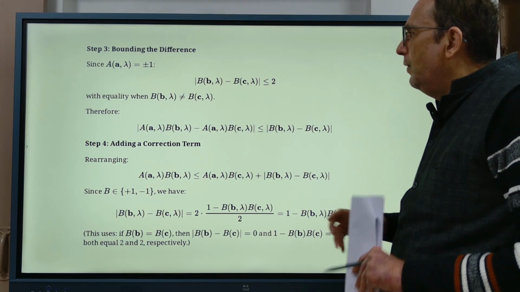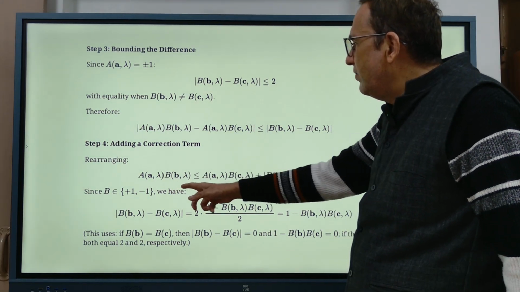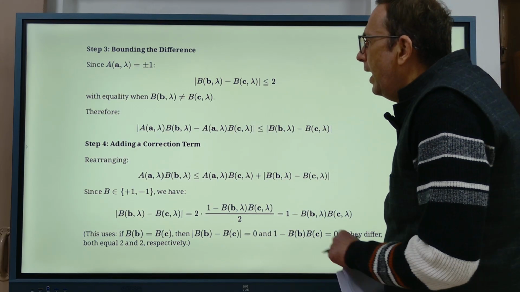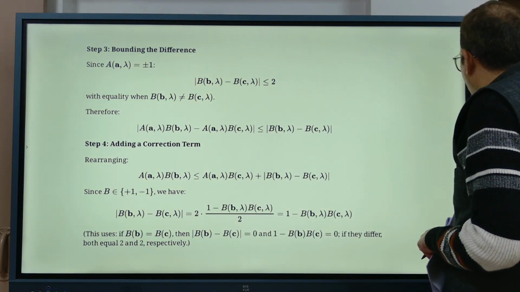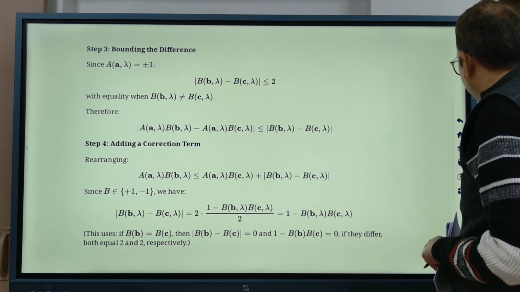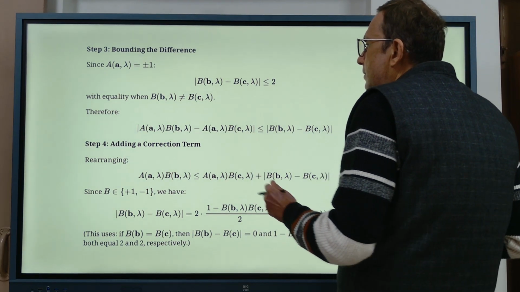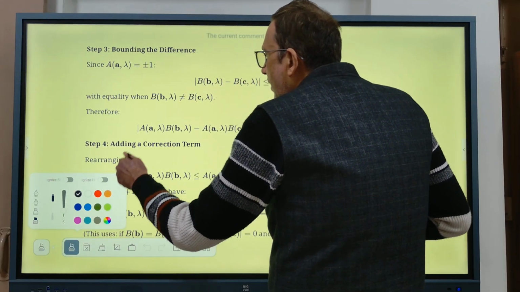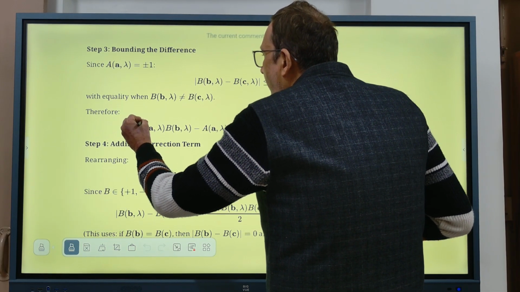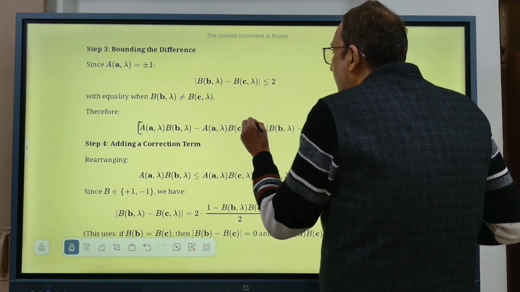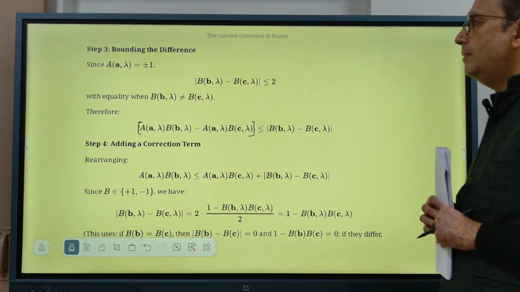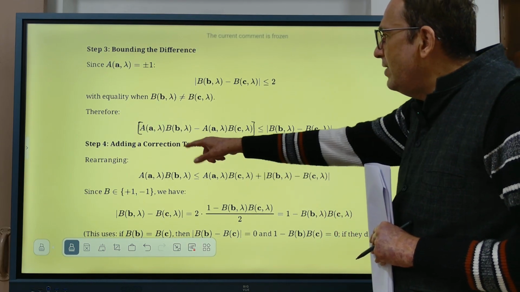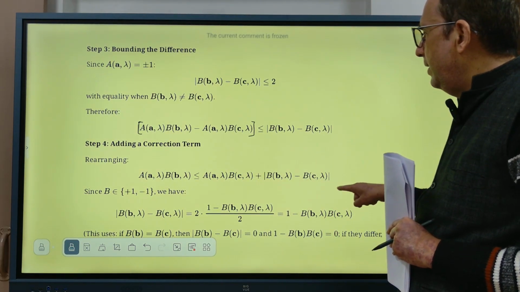Then, of course, we can rearrange it. We try to rearrange it and we can get this. Here it is not the absolute value, so let me just correct it. Here it is not the absolute value but the actual value. Once you have this, just after rearrangement you are going to get this.